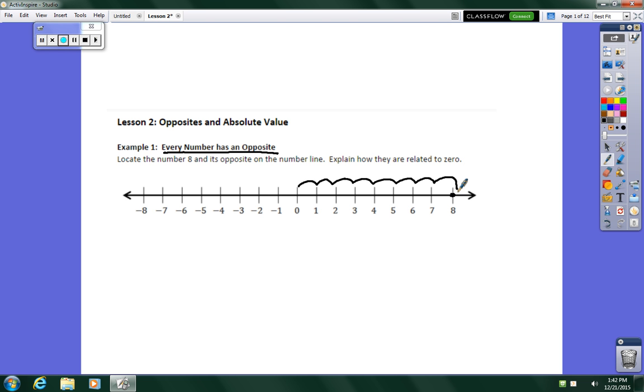Okay? When you say the opposite of 8, it is written like this. This is the opposite of positive 8. Okay? And the opposite is going to be 8 units away from 0 in the other direction. 1, 2, 3, 4, 5, 6, 7, 8. So the opposite of 8 is negative 8. In this situation, they are both an equal distance away from the number 0.